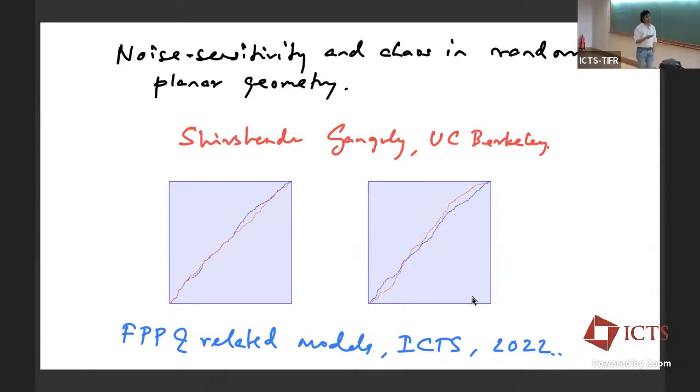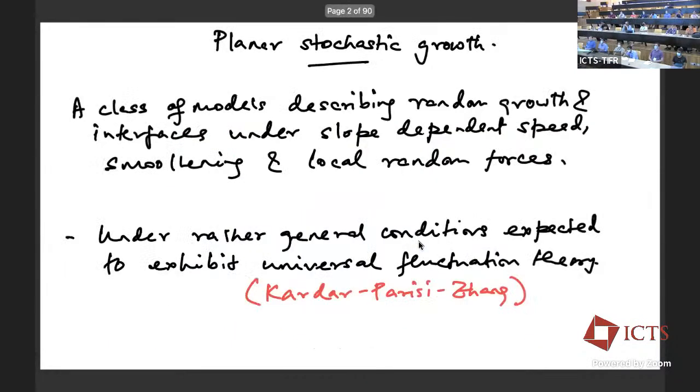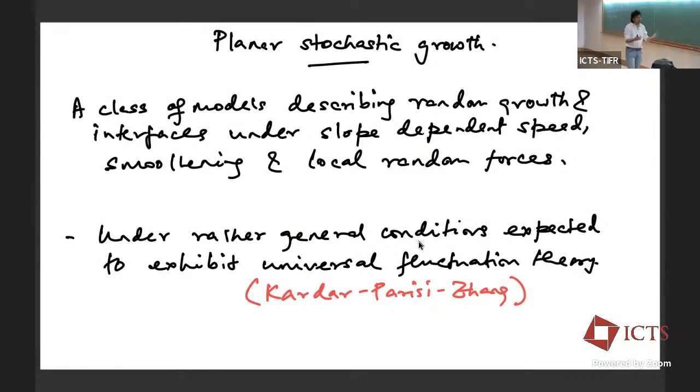Okay, so as the title says, I'm going to be talking about noise sensitivity and chaos in random planar geometry, and these terms will become clear soon. All right, just to set the stage, and we have seen this multiple times, what we're talking about can be thought of as a particular example in this broad paradigm of planar stochastic growth. It encompasses a large class of models describing random height functions, interfaces with certain key features, which includes, let's say, a nonlinear slope-dependent speed, some global smoothing or surface tension, and the general growth is driven by local random forces.